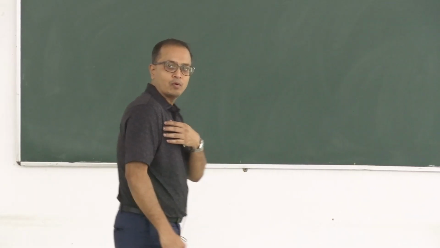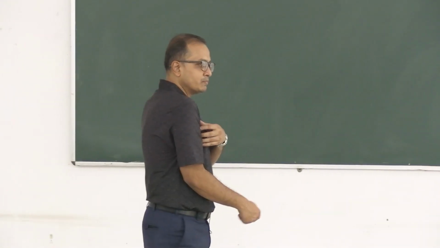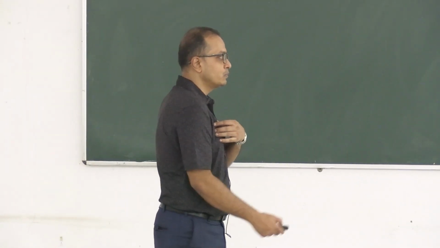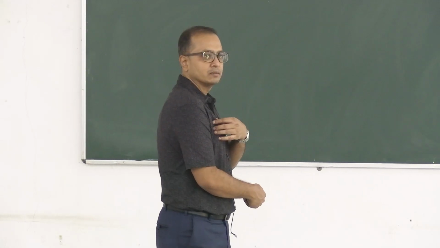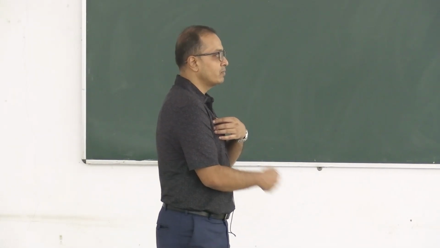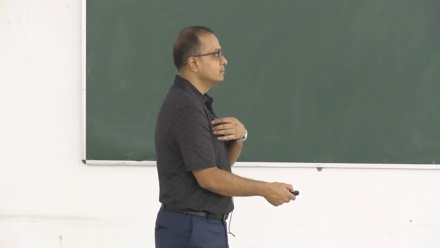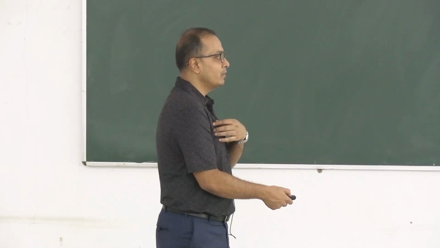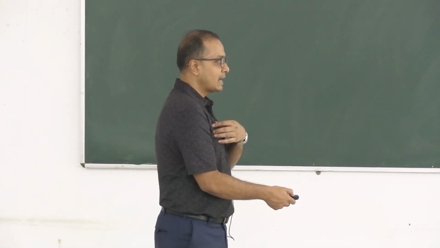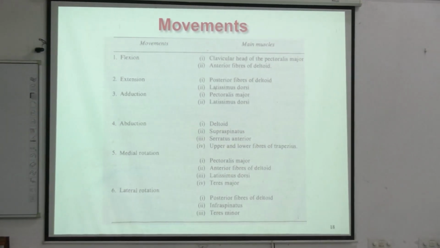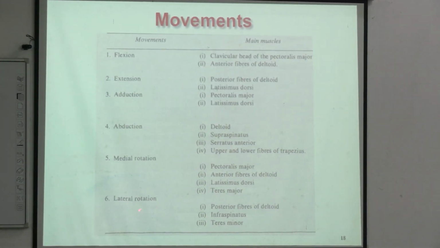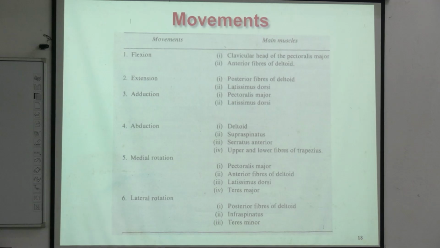Talking about medial rotation, when you rotate the arm medially, the medial muscles help us: pectoralis major, the anterior fibers of the deltoid. Along with that, latissimus dorsi and teres major also help. Coming to lateral rotation, again the deltoid, assisted by teres minor and infraspinatus.